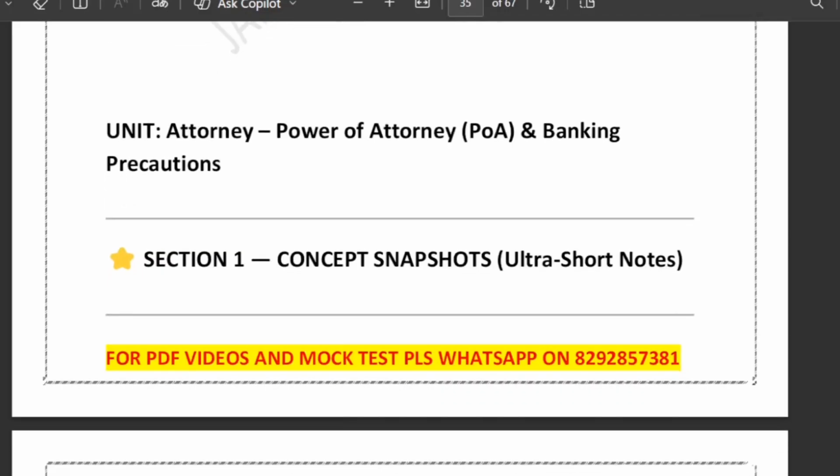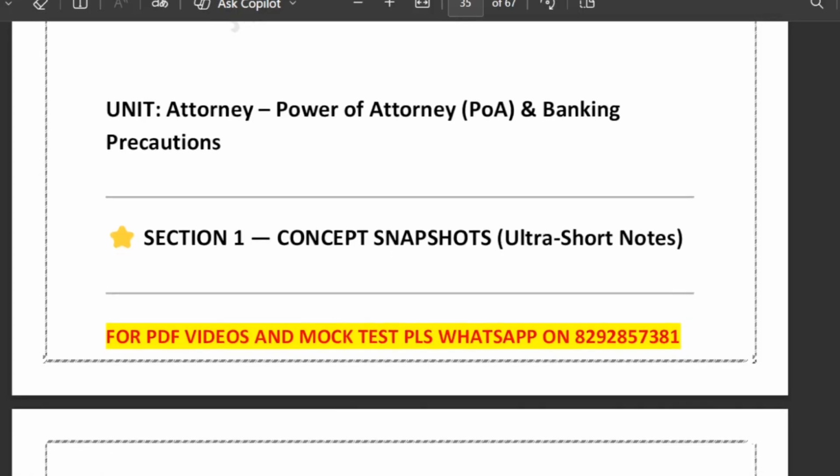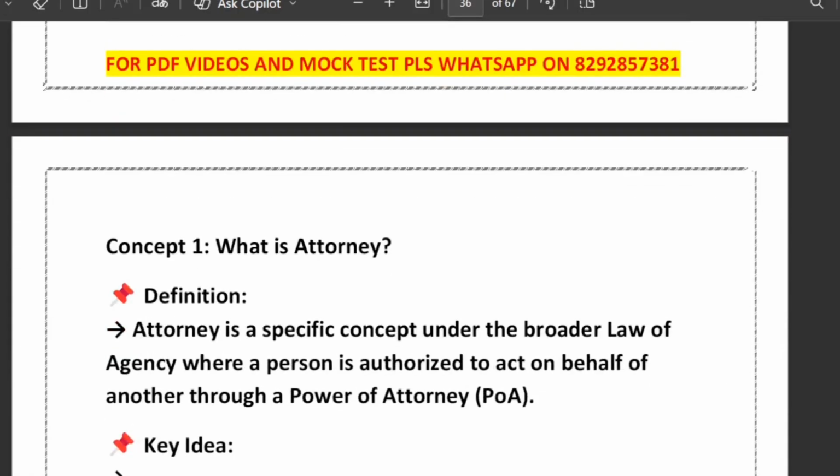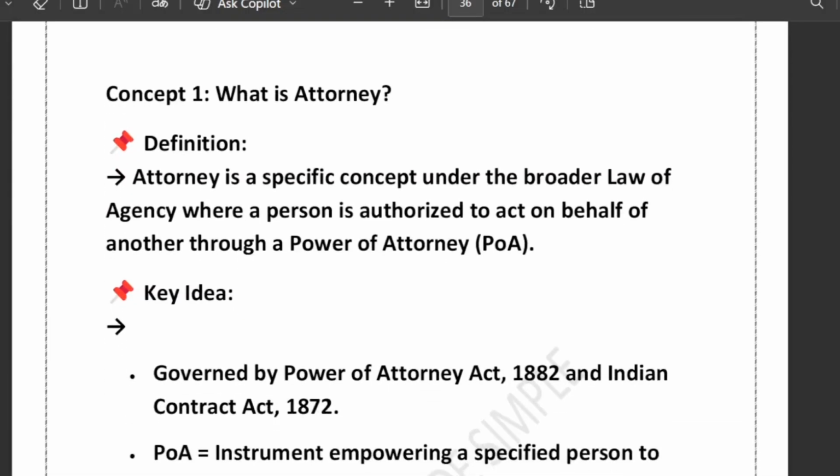Now let's talk about power of attorney and banking precaution. Friends, you know very well what power of attorney is. Why is it so critical in banking transactions? Let's decode POA, its legal requirements, and a quick memory trick to never forget. Attorney is a specific concept under the broader law of agency, where a person is authorized to act on behalf of another through a power of attorney.